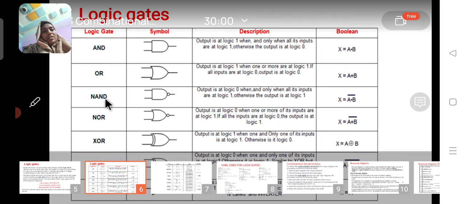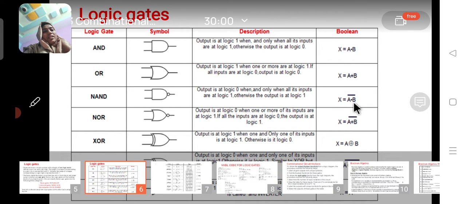The next gate is the NAND gate. This is the logic symbol of NAND. NAND can be described as AND followed by NOT. So whatever the AND gate description is, the NAND gate is its complement. The output of the NAND gate is 1 when any one input is 0. This means that only if all inputs are 1, the output is 0. In the remaining conditions, the output is 1.